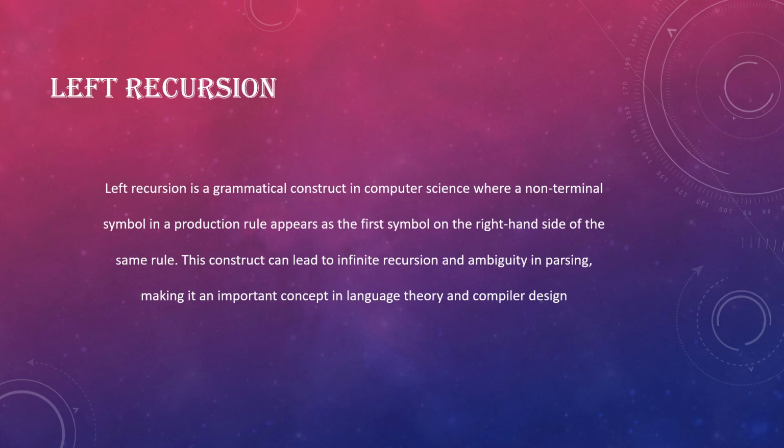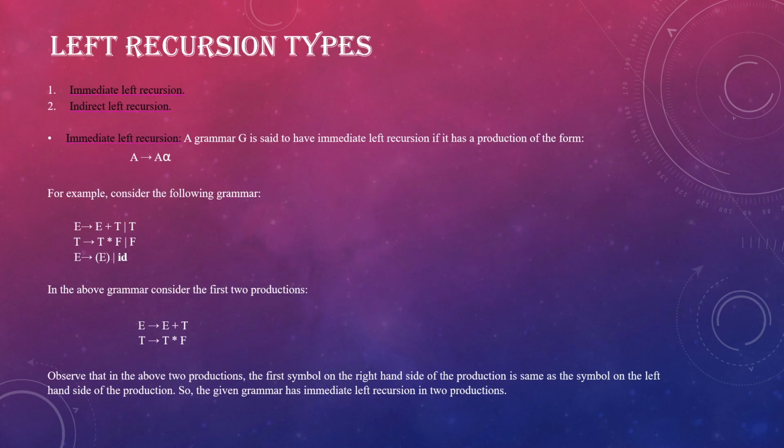So let's see left recursion in detail. Left recursion is a grammar construct in computer science where a non-terminal symbol in a production rule appears as the first symbol on the right hand side of the same rule. This construct can lead to infinite recursion and ambiguity in parsing, making it an important concept in language theory and compiler design. Types of left recursion: there are two types, immediate left recursion and indirect left recursion.